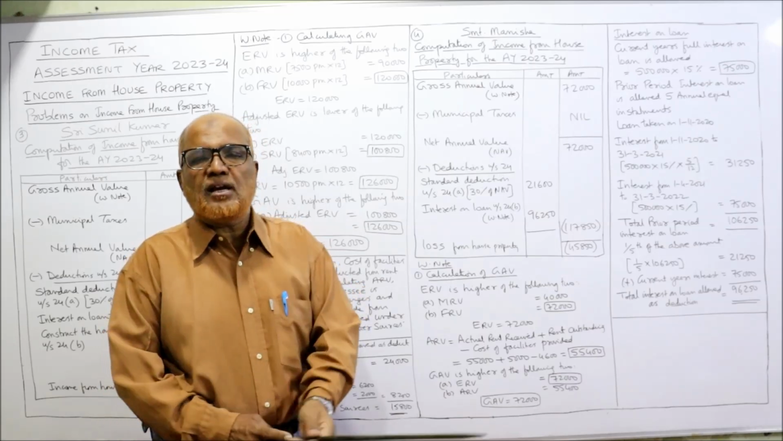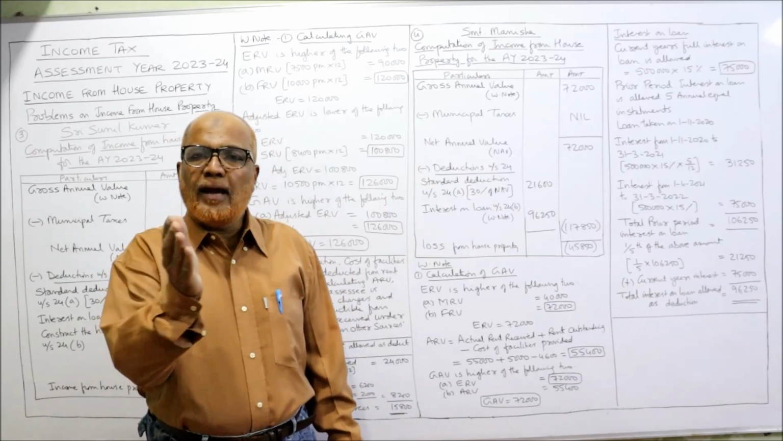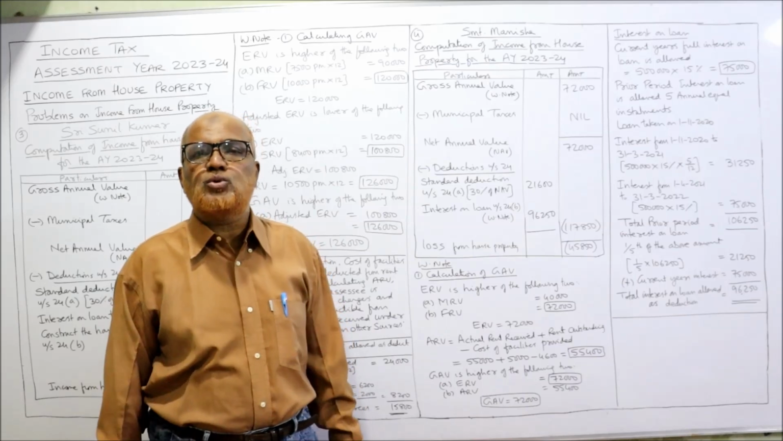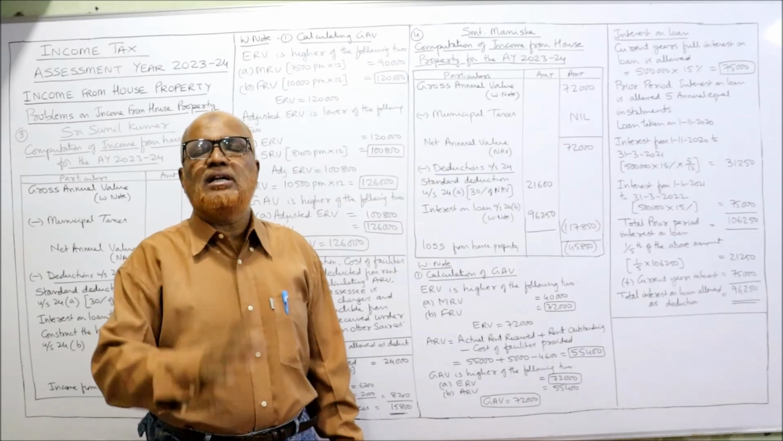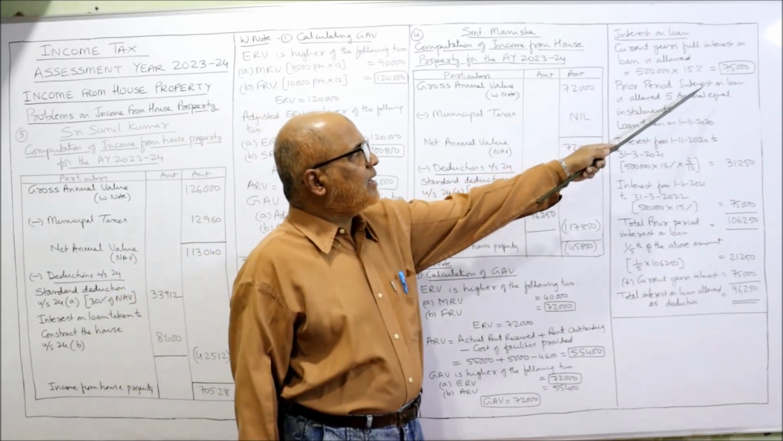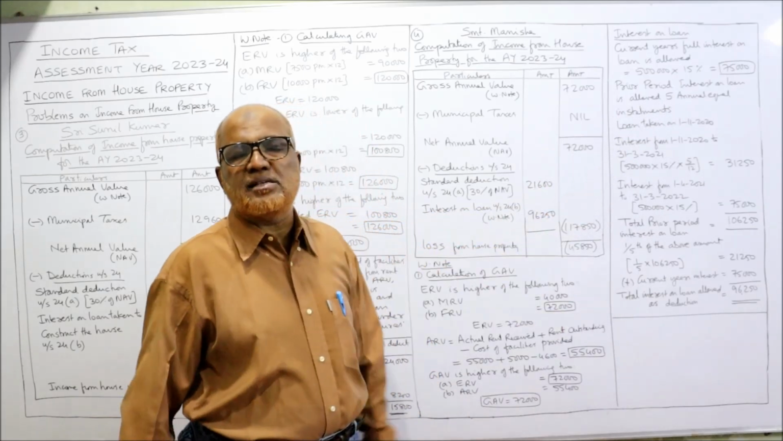So we need to calculate how much was the interest before completion of construction. For the current previous year, the complete 75,000 is allowed. We have to calculate up to the end of the previous year, which means 31st March 2022. So we need to calculate interest up to 31st March 2022. Now, prior period interest on loan is allowed in 5 annual equal installments. That is the provision of the Income Tax Act.